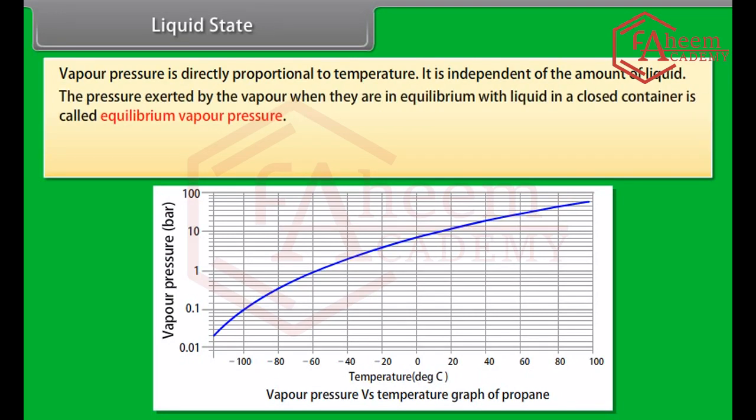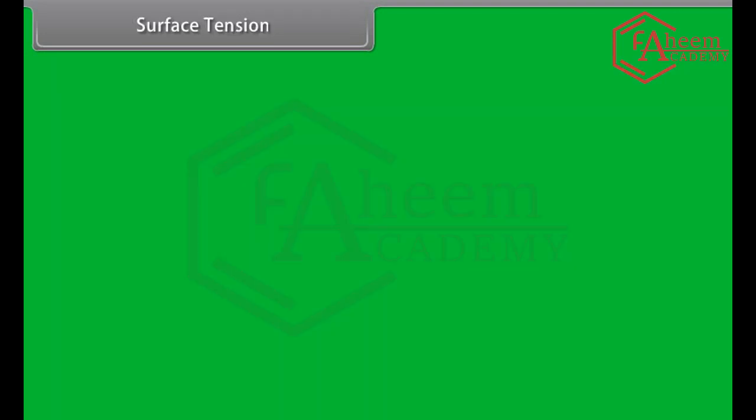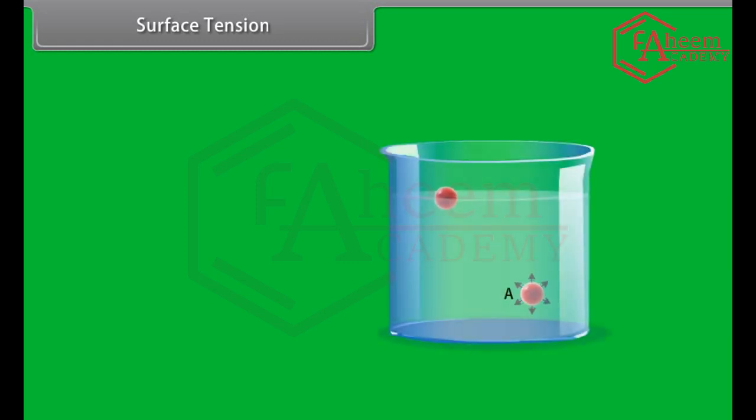The pressure exerted by the vapor when they are in equilibrium with liquid in a closed container is called equilibrium vapor pressure. The temperature at which the vapor pressure of a liquid is equal to the external pressure is called the boiling point of the liquid. Surface tension. A molecule within the bulk of a liquid is uniformly attracted in all directions by the neighboring molecules.